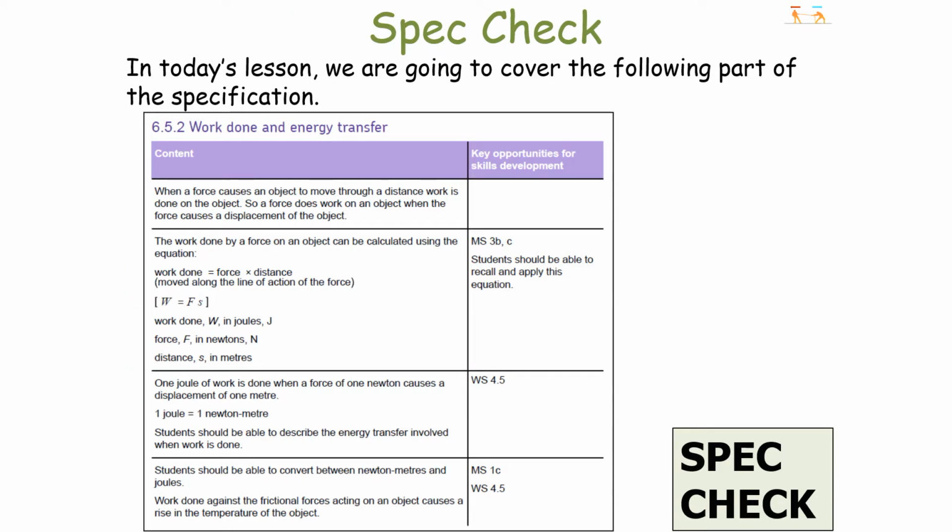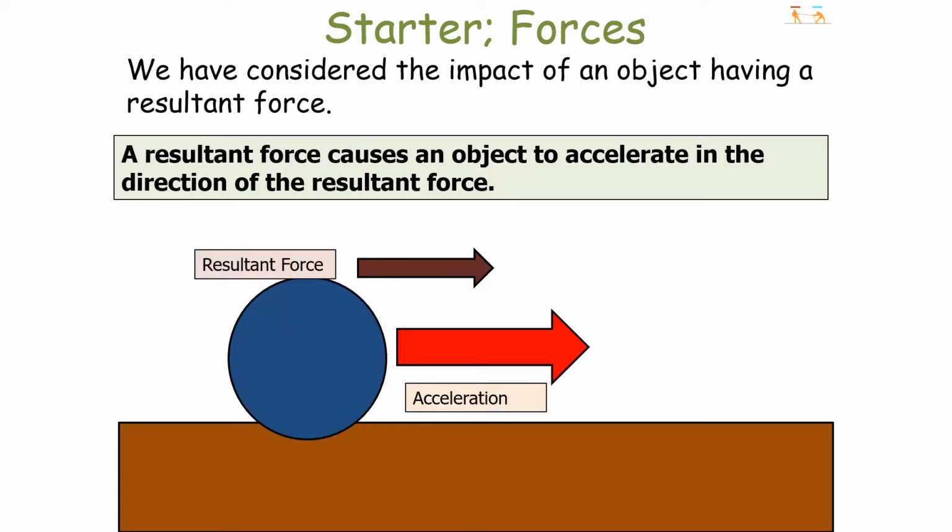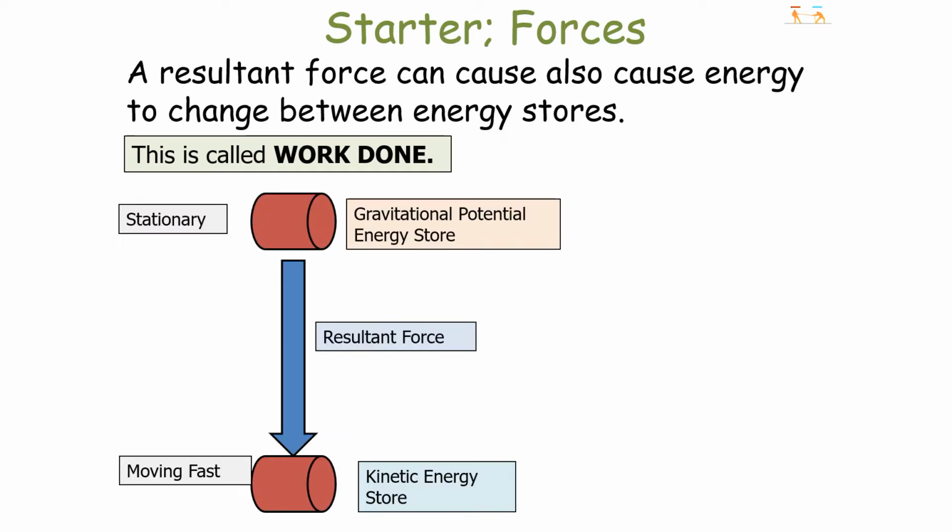In today's lesson we're going to cover the following part of the GCSE Combined Science Physics specification, 6.5.2 work done in energy transfer. Previously we have considered the impact of an object having a resultant force. A resultant force causes an object to accelerate in the direction of the resultant force. But a resultant force can also cause energy to change between energy stores. This is called work done.